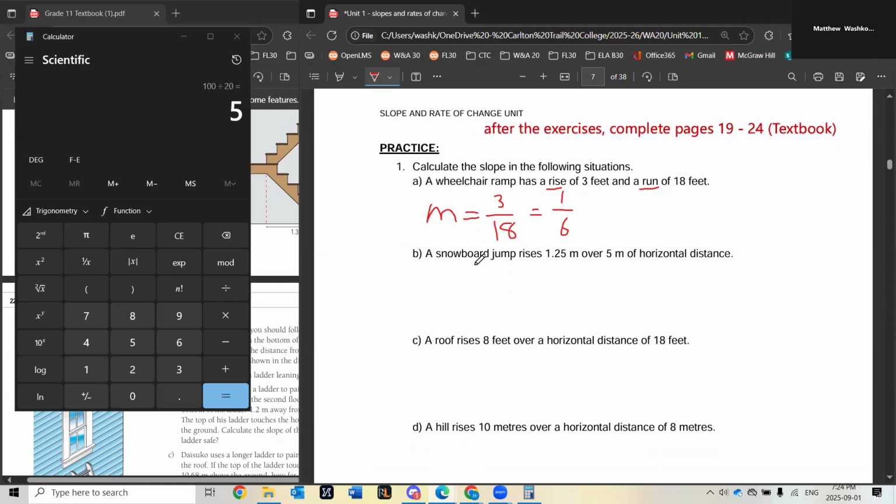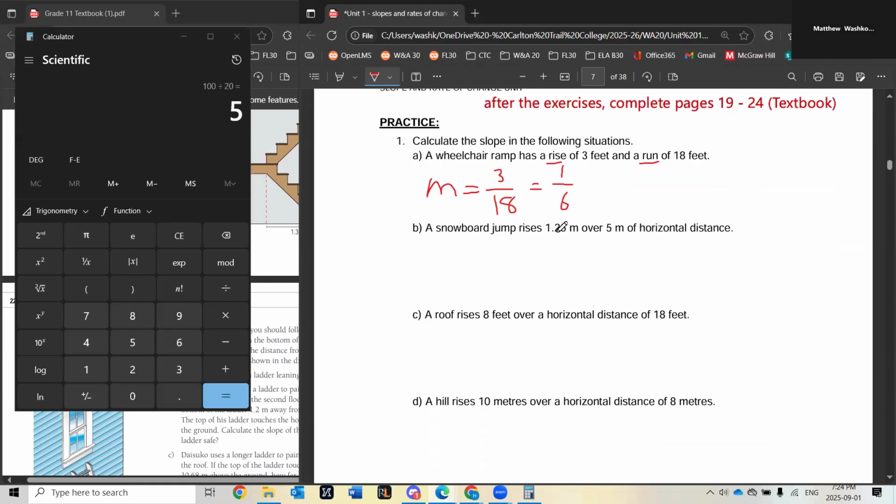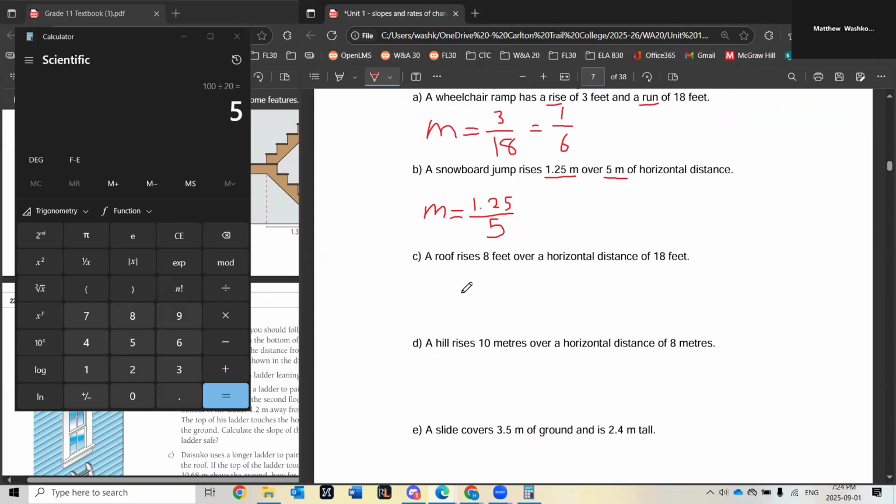Question B, a snowboard jump rises 1.25 meters over 5 meters of horizontal distance. So rises 1.25, runs 5. That's what it is. I can simplify this as well. We typically don't want decimals in a fraction, but you know what, guys? This is good enough. That's fine.